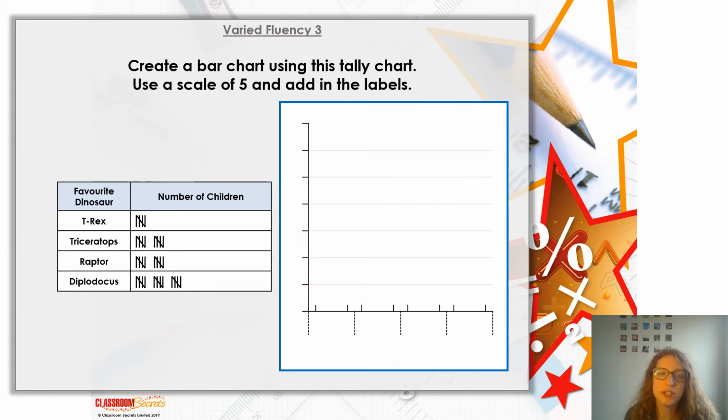Okay, so we're going to use the tally chart to help us create this bar graph. So we need to use a scale of 5, it tells us here, okay, and add in the labels.